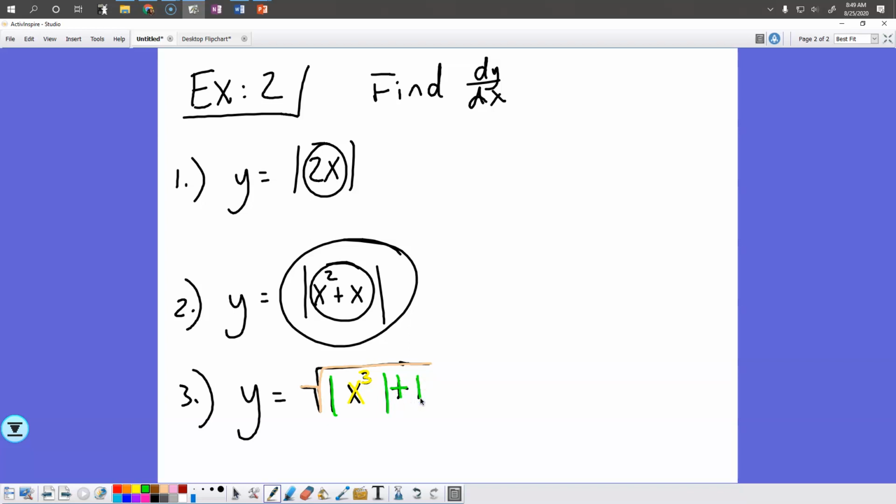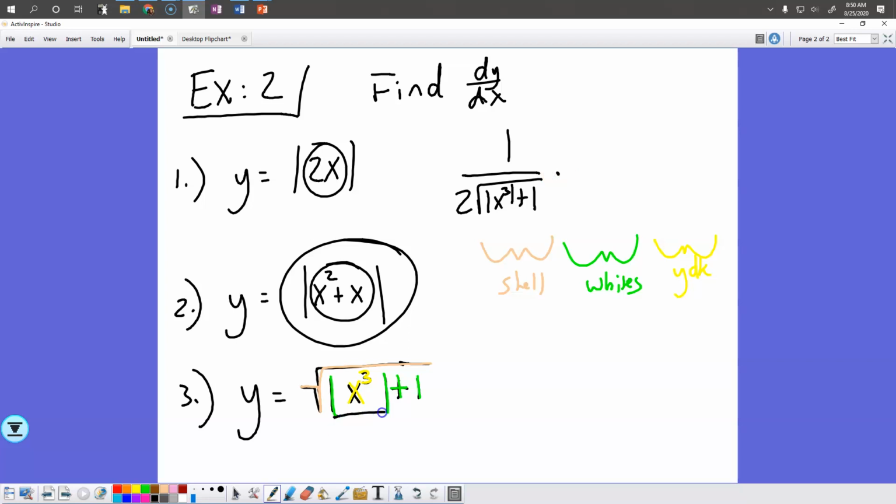Okay, so we get to apply both rules here. So the derivative of the shell. Let's do the shell first. After that, we'll do the whites. And then after that, we'll do the yolk, right? So here we go. The derivative of the shell. Well, the shell is a square root function. And so that's going to be 1 over 2 and then the square root. Done.